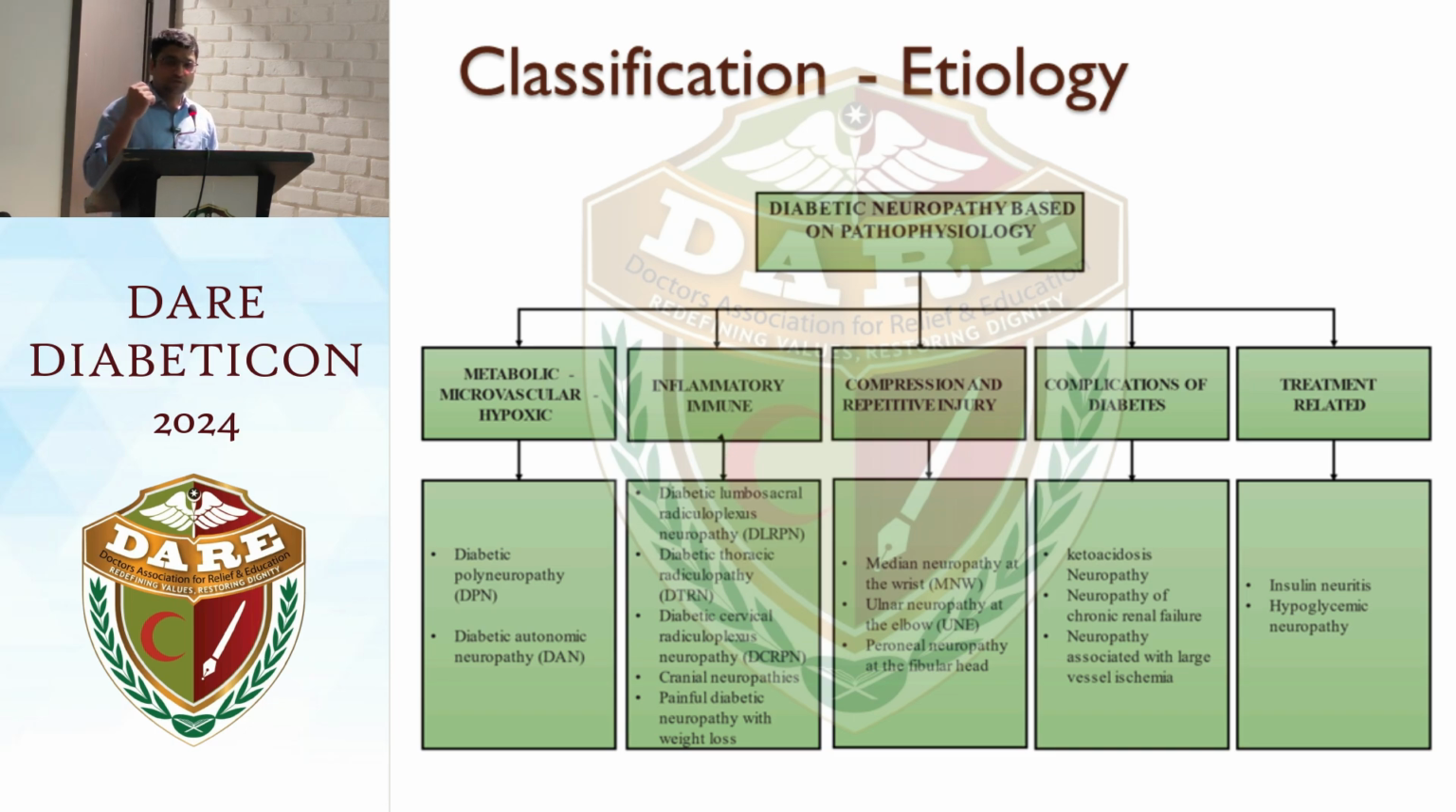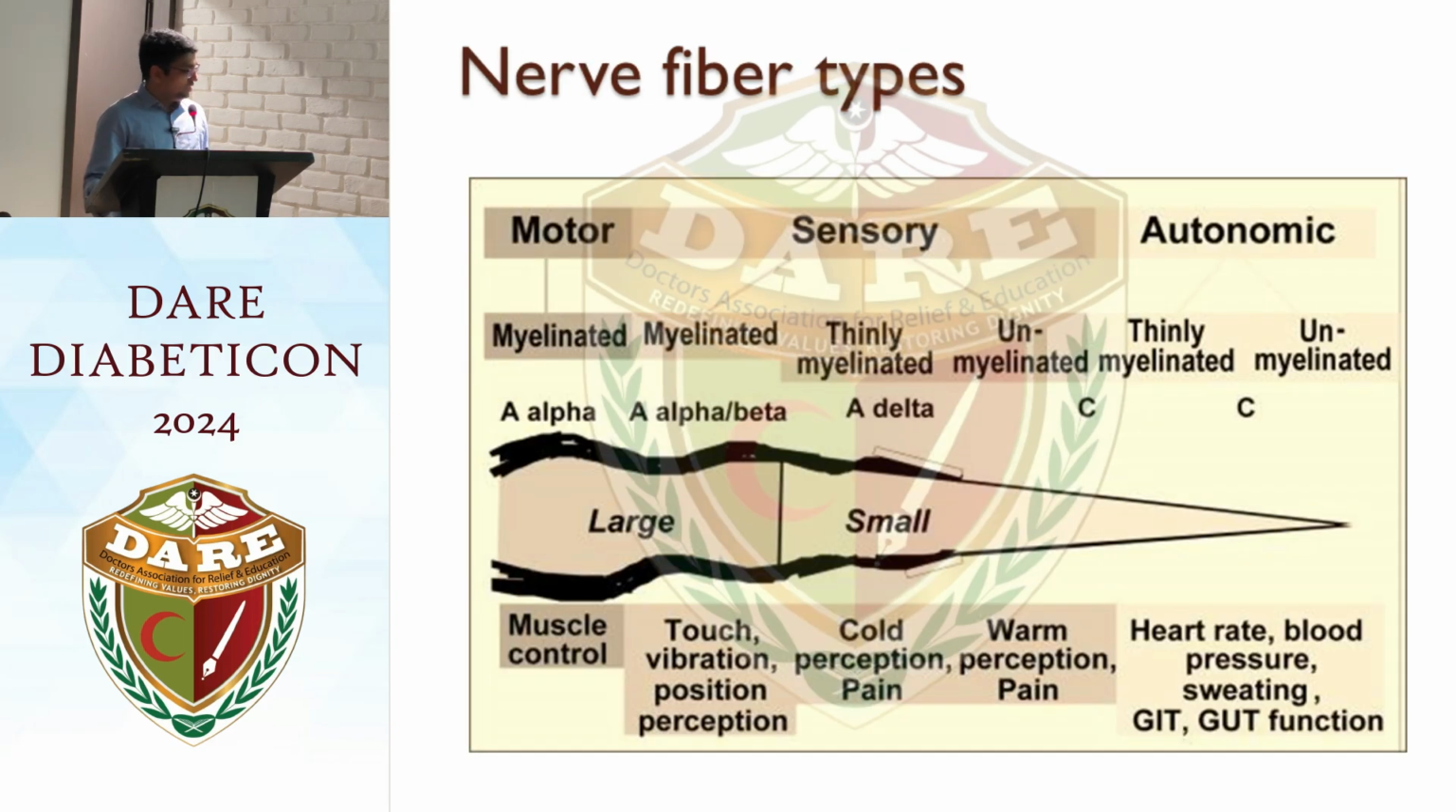So this is the Erlanger-Gasser classification of peripheral nerve or nerve fiber type. If we understand this, then you can better appreciate how I have categorized the peripheral neuropathies. So here you can see, usually the peripheral nerves or the nerve fibers are classified as A alpha, A beta and A delta, apart from that C fibers. The A alpha and A beta fibers are thickly myelinated, whereas the A delta fibers are thinly myelinated and C fibers are unmyelinated.